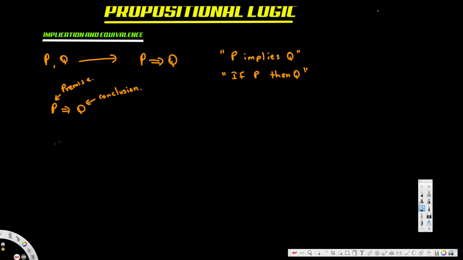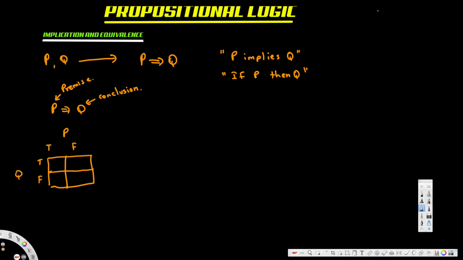Now let's go ahead and look at the truth table for this one. P has two possibilities, true or false. Q has two possibilities, true or false. Okay, here what it says is, if P is true, Q must be true, otherwise it's going to be false. In other words, if P is true, the only time it's false is when P is true and Q is false. Okay, that's why if P is true, Q has to be true, otherwise it's false.